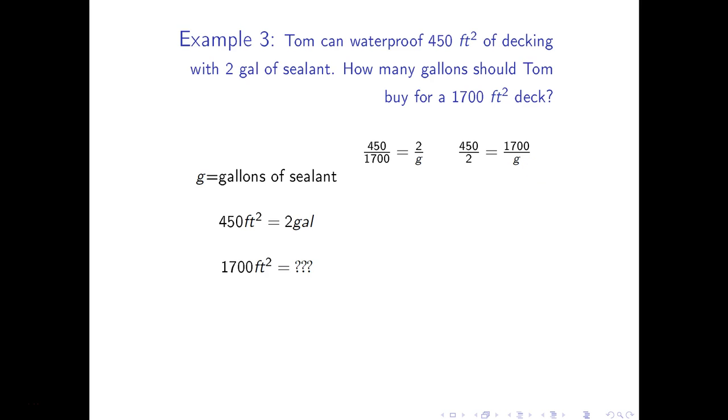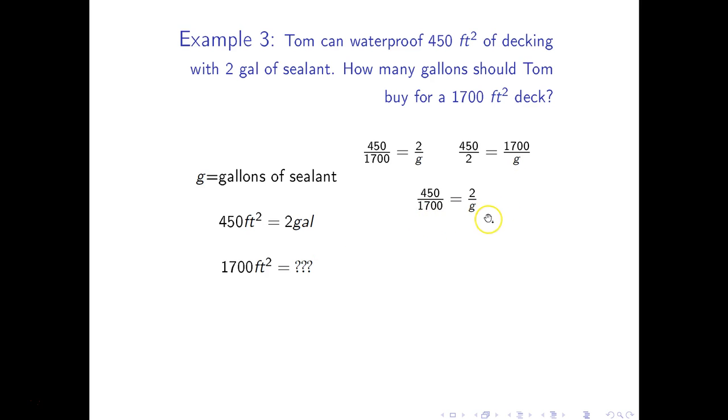Now, you can also do the reciprocal of either one of these that I came up with. So you could end up with 1700 over 450 and G over 2, or 2 over 450 and G over 1700. I don't want to get into all those. So there are 4 different possible scenarios. Personally, I'm just going to pick this first one. When I have ratios like this, I like to just do it straight down. To me, it's easier that way.